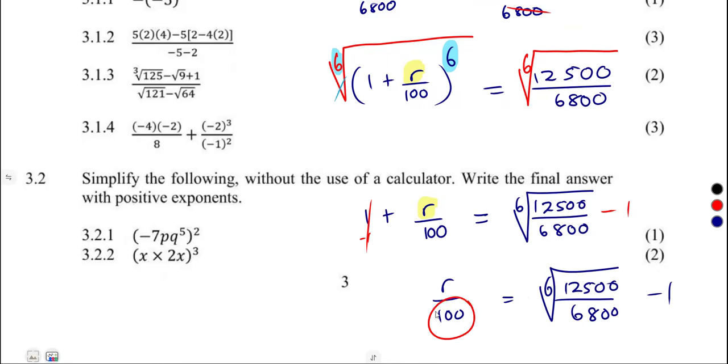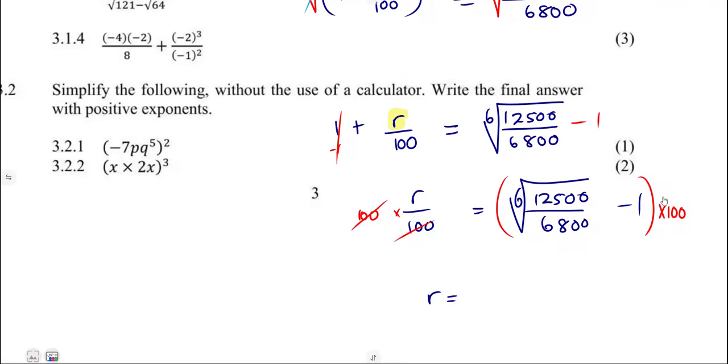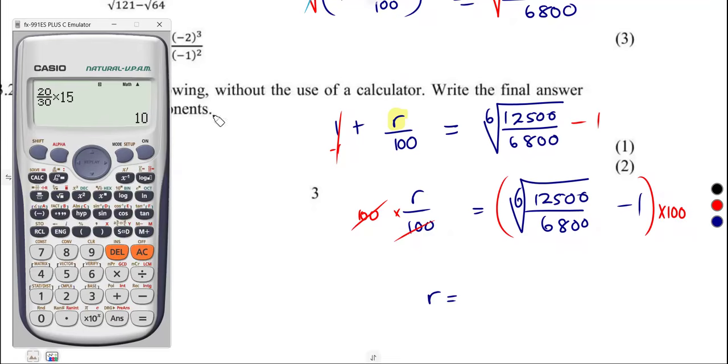Since we've got a denominator, R over 100, we multiply by 100. Whatever you obtain here, multiply by 100. That gives us the rate that was taken for this compound interest. So this is what you need on your calculator. You are going to need the sixth root. You press shift to get that.